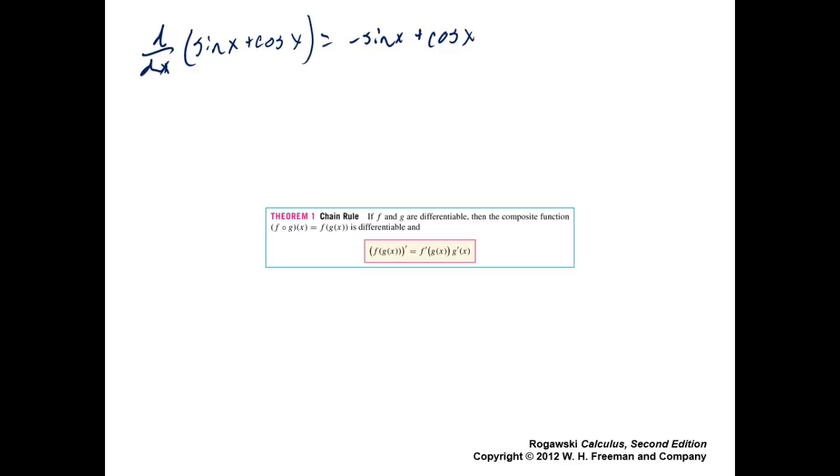Okay? It's the only thing that makes sense to me about this problem. Let me make sure that is indeed what they wanted us to do. The 3.6 preliminary question. Minus sine plus cosine. Got it. Okay, B. D by dx.